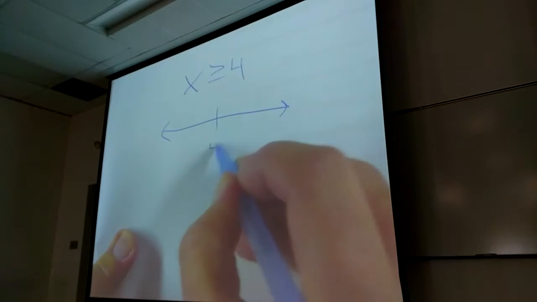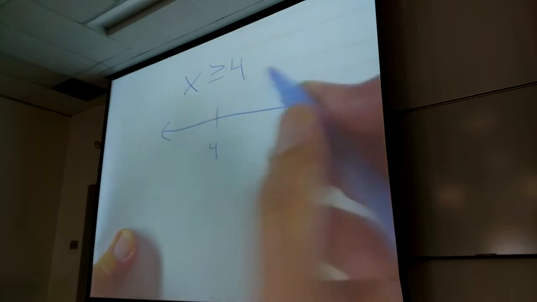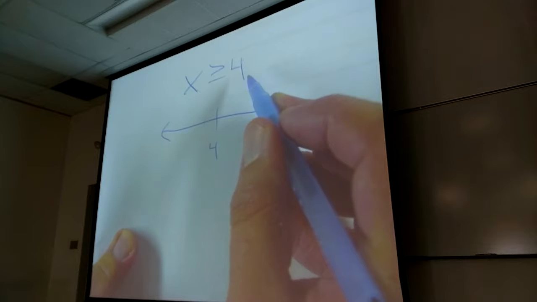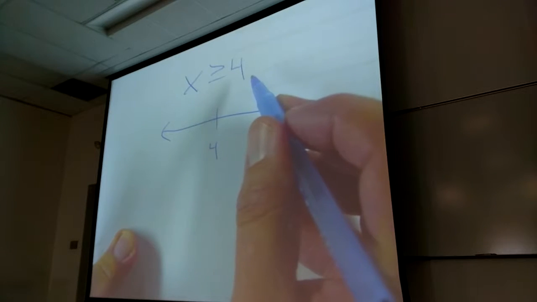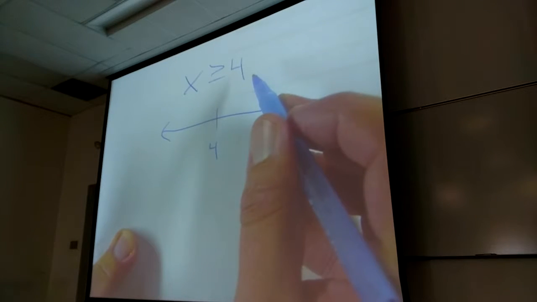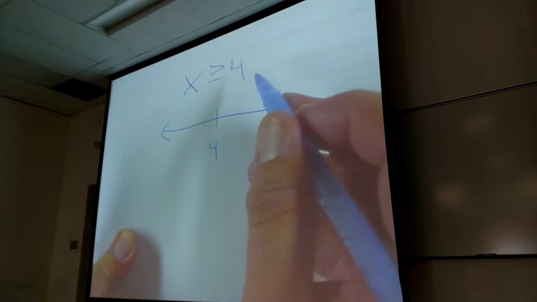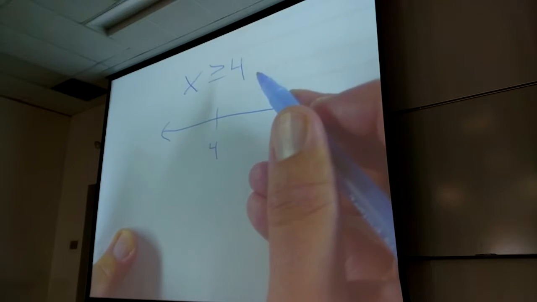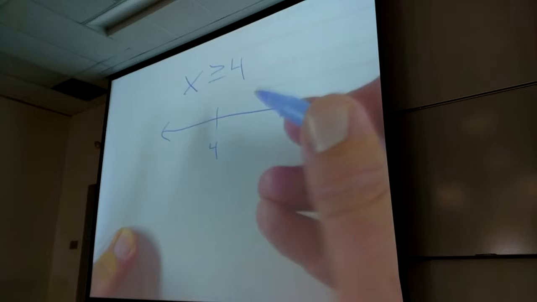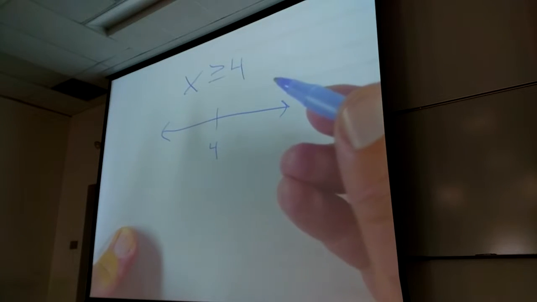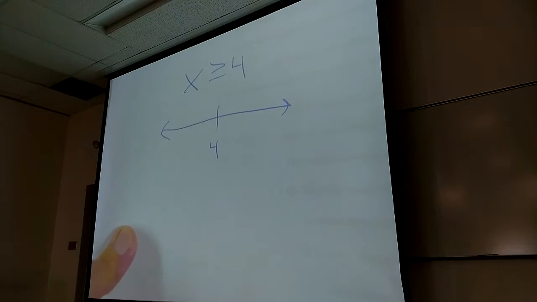Just to look at this in a really strange way, 4 divides between answers and not answers. What does it mean when you shade something? That means that is where the answers are. So what does it mean when you don't shade something? That's where the not answers are, or the answers aren't. Either way you want to say it. You guys with me here?